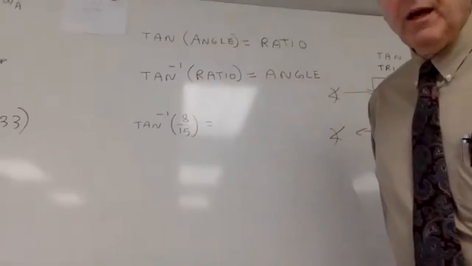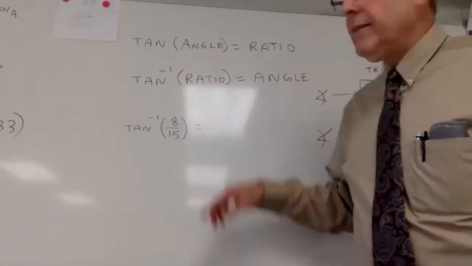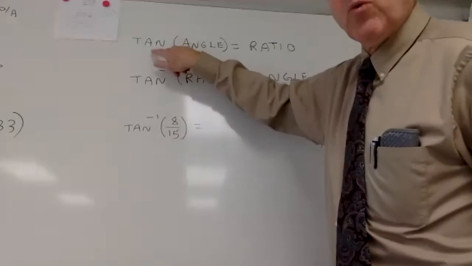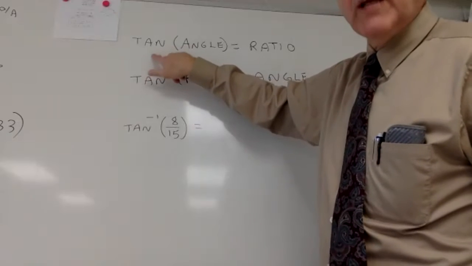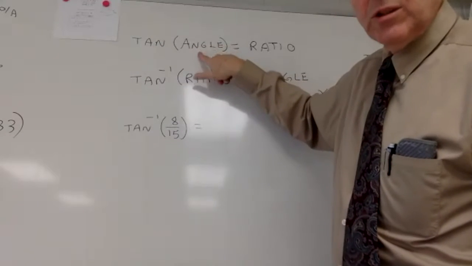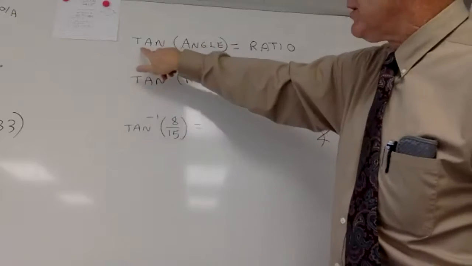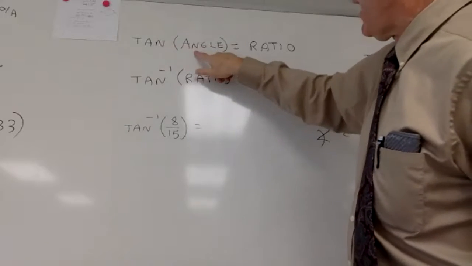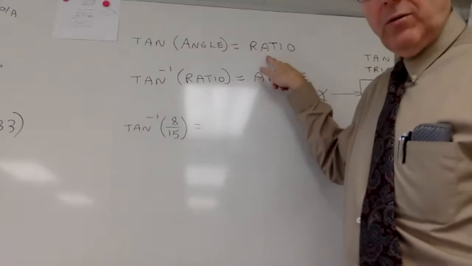We really have to understand that tangent is a ratio. Tangent is a ratio. And we always take the tangent of where we're standing, which is an angle. Taking the tangent of an angle always gives you a ratio. Would everybody agree with that?